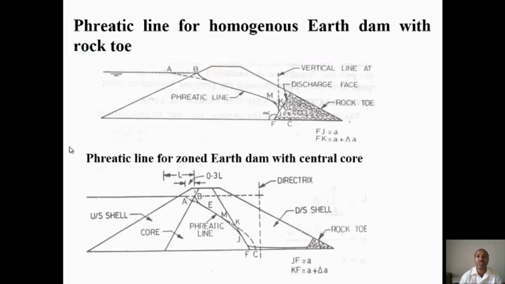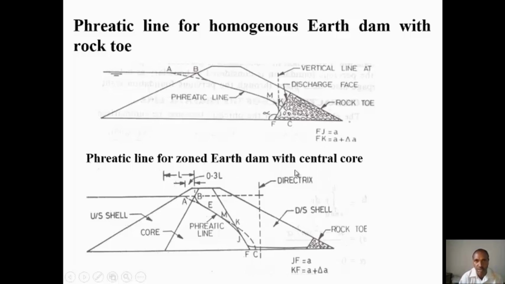Okay, the phreatic line for a homogeneous earth dam with rock toe. If you have a rock toe, it will go to the rock toe. This is alpha, between the rock inclination and the horizontal base of the dam. This is the phreatic line, but the actual phreatic line starts like this, then joins the vertical line. At this point you can put the discharge face. This is the rock toe. So Fj is equal to a, then Fk is a plus delta a. Next, the phreatic line for a zoned dam with central core.